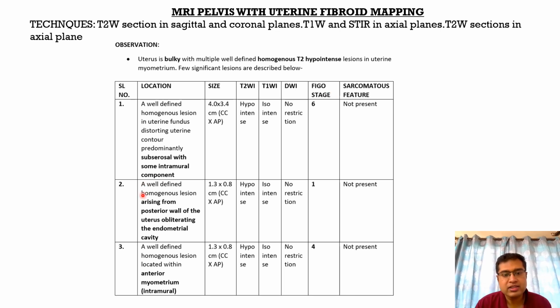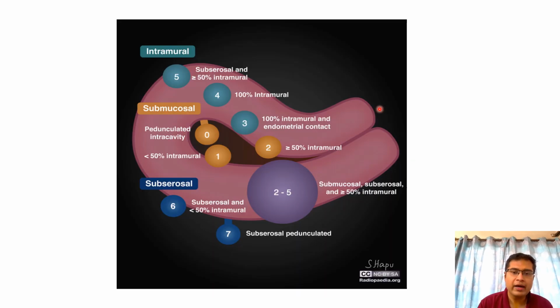And another significant fibroid was that submucosal fibroid, which was symptomatic in this particular patient, and it needs to be mentioned in detail as to size, the T2, T1 and DWI characteristics, the FIGO staging and sarcomatous features. So you can also add post-contrast enhancement characteristics in that particular table if you have done post-contrast for that patient. We had not done post-contrast, so that was the table that was made.